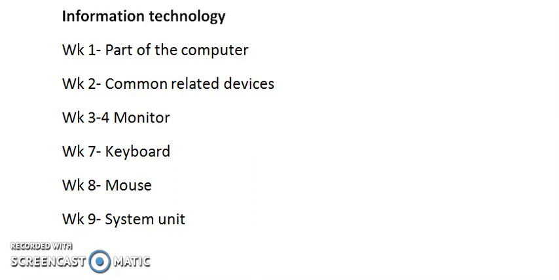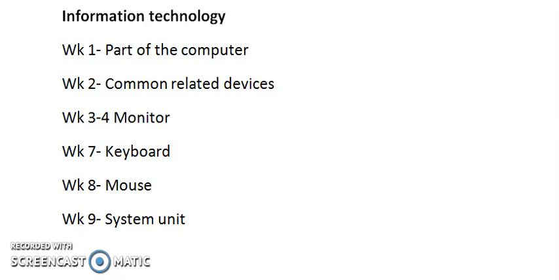Year 1 Ruby. Let's do our revision on information technology. We started with parts of the computer. But before we go into that, let's define what a computer is.